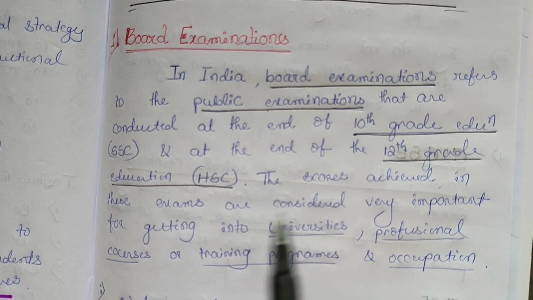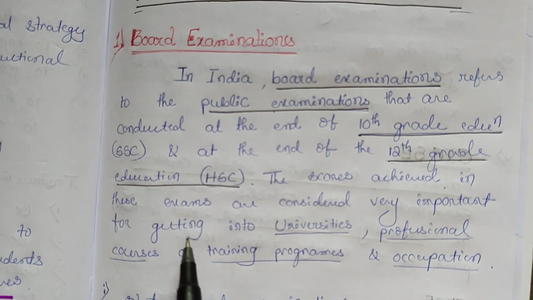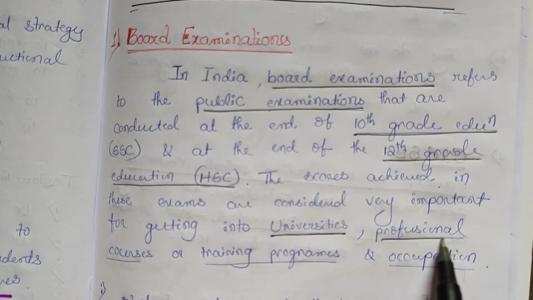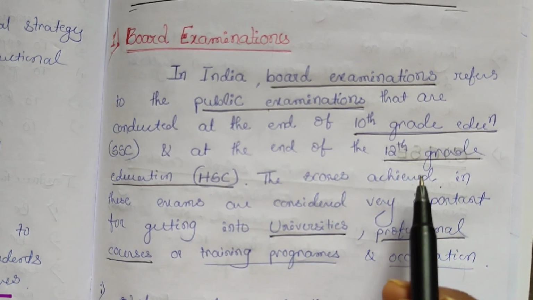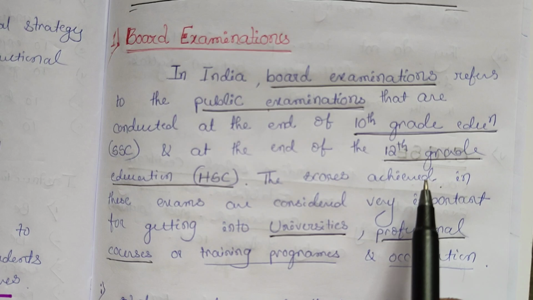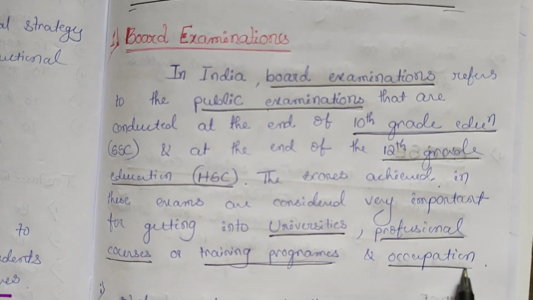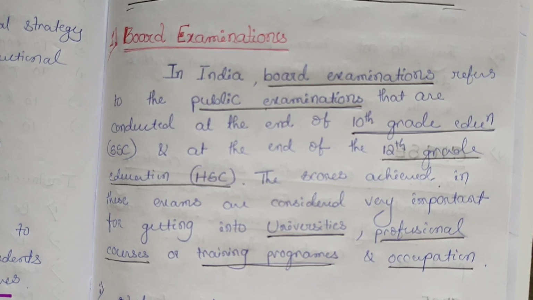The scores achieved in the board exams, what you score in 10th and in 12th, are very, very important for getting seats in university and for professional courses. If you are joining some professional courses, your 12th grade result score is very, very important, and also for training programs, and also for jobs and education. 10th and 12th marks are important, right?